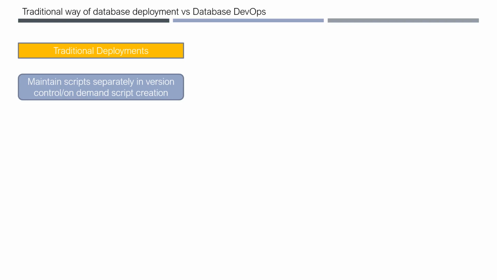But what is the problem? You don't know which scripts are related to which sprint, or which scripts are related to which requirement. You don't have any idea because you are using it only as a kind of backup.